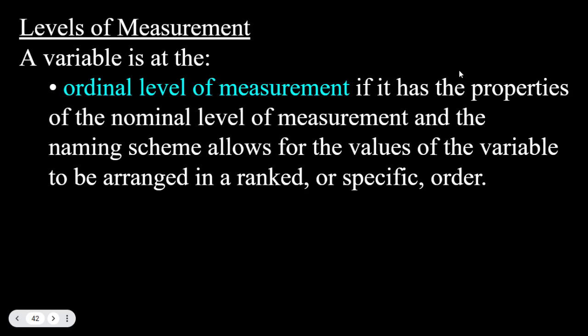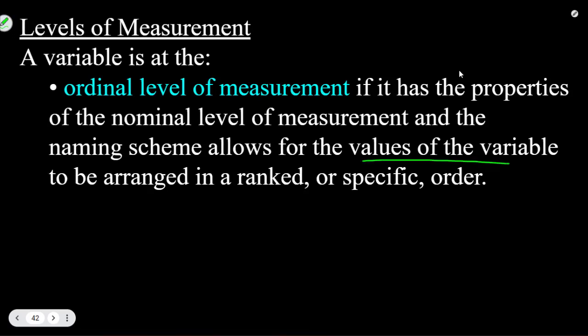The variable is at the ordinal level of measurement if it has the properties of the previous level, the nominal level of measurement, and this time the naming scheme does allow for the values of the variable to be arranged in a ranked or a specific order. So this time the values can be arranged. That's the difference between nominal and ordinal. Ordinal, like thinking order. Nominal, if you think back to that root word, it's name. So the first one you can name it, the second one you can name it and order it.